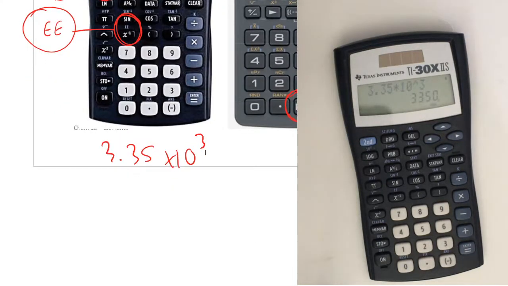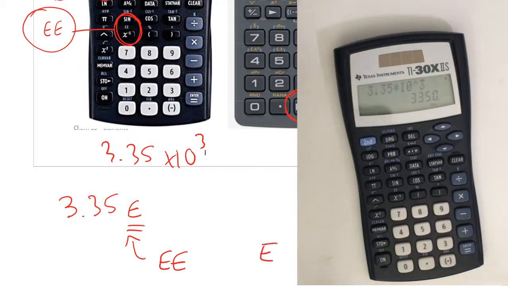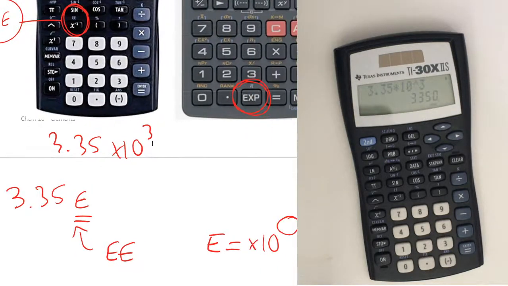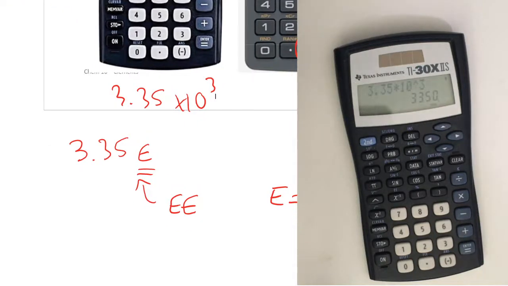And so what I'm actually going to type in is 3.35E. Now, funny thing on the TI calculators, even though you press a button that says EE, when you see it on the calculator, it only shows the E. But that E means times 10 to the something. That's what that E means. So it already has the times in it. That's very important. It already has the times in it, already has the 10 in it, and it already has the power in it.